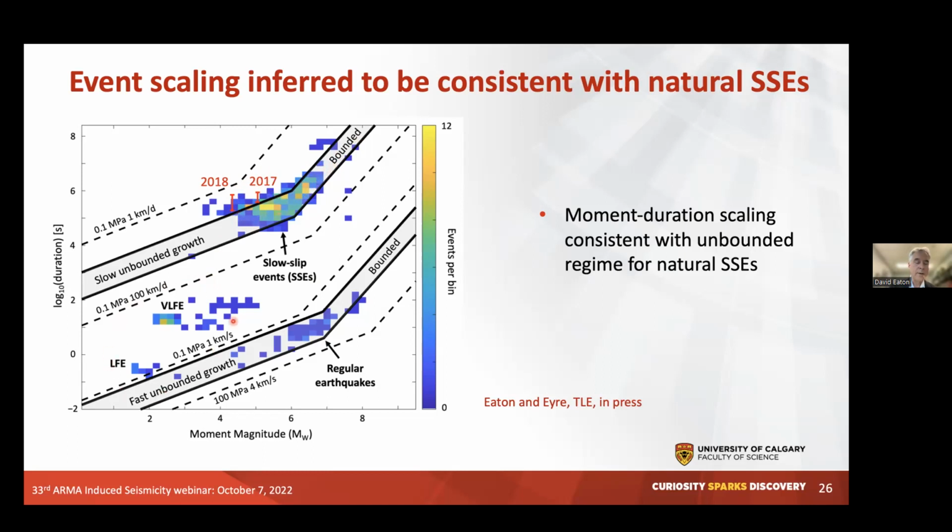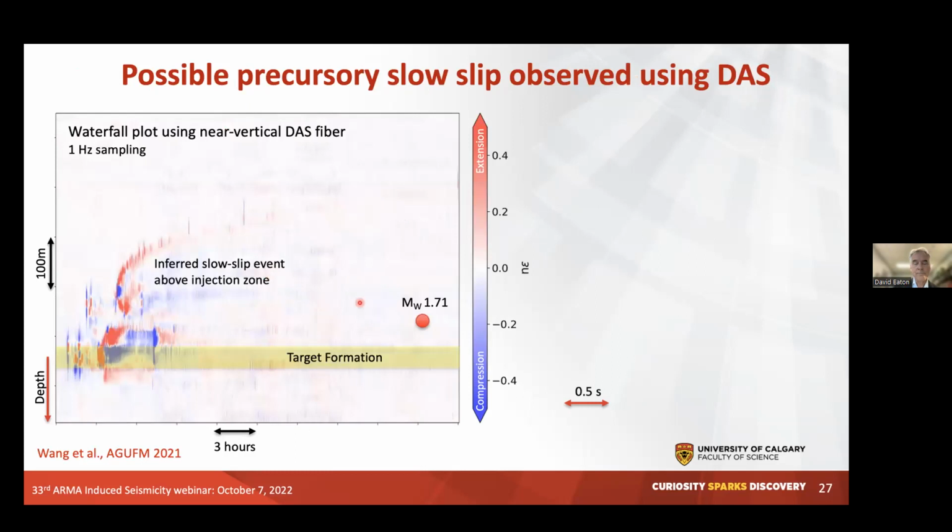There's a variety of other slow slip phenomena which are observed in natural fault systems, like low frequency earthquakes and very low frequency earthquakes. And these, in addition to tremor signals, would be very interesting for us to try to understand and characterize for induced seismicity.